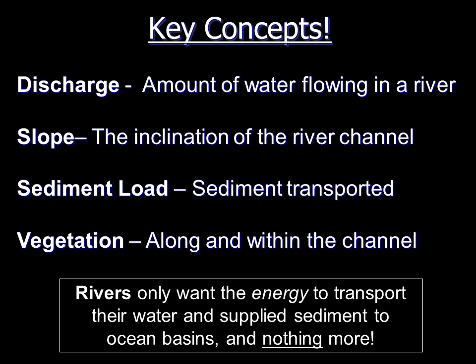So here are some key concepts. Take a minute, maybe pause the slideshow and write these down. First one is discharge, the amount of water flowing in a river. Simple enough. Slope, we talked about in the last slide, the inclination of the river channel, right? Steepness. Sediment load is the amount of sediment being transported in a river. And then vegetation is what you have, any kind of plants you have growing along the channel, like trees, and within the channel, root systems and things like that.